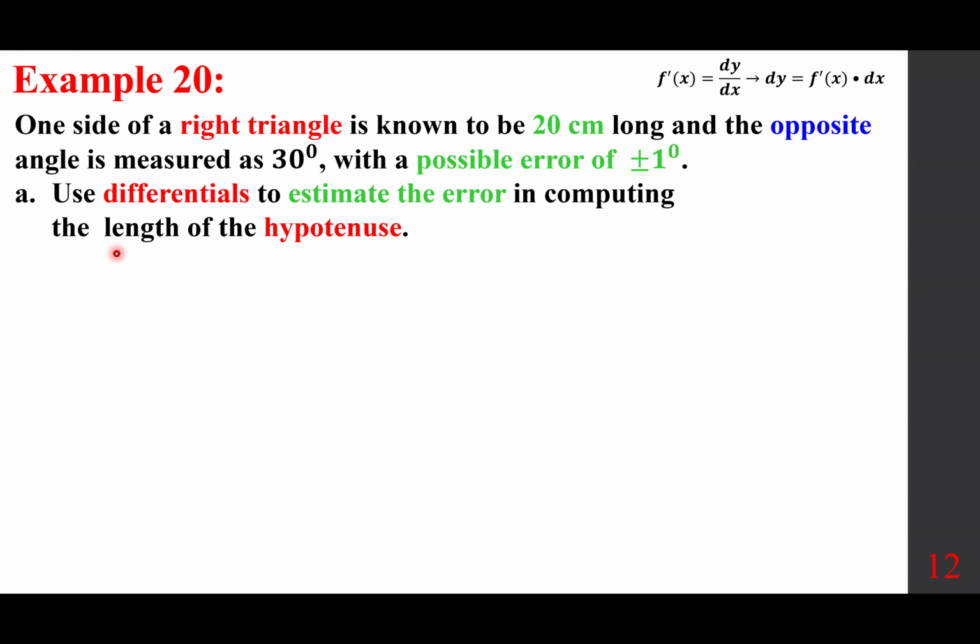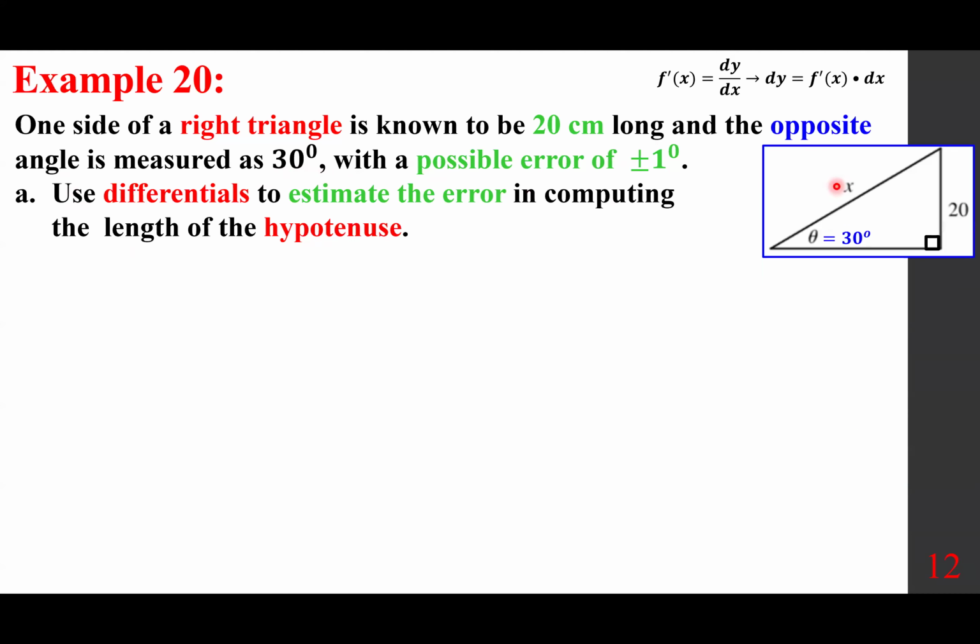So you have to set up a drawing, and you have to define your variables. So here's a right triangle. Here's a 30-degree angle. 20 centimeters is opposite that. The length of the hypotenuse is missing. We call it x. And this angle has a possible error of plus minus 1 degree.